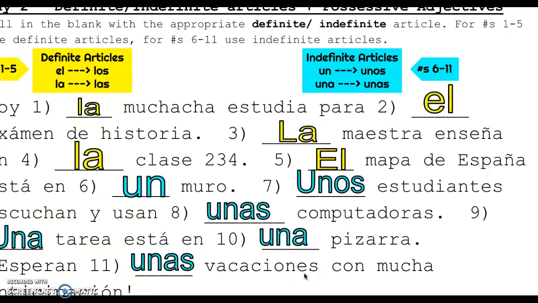So if we had to reread the whole activity, it's hoy la muchacha estudia para el examen de historia. La maestra enseña en la clase 234. El mapa de España está en un muro. Unos estudiantes escuchan y usan unas computadoras. Una tarea está en una pizarra. Esperan unas vacaciones con mucha anticipación. Bien. Now we're moving on to the next activity.